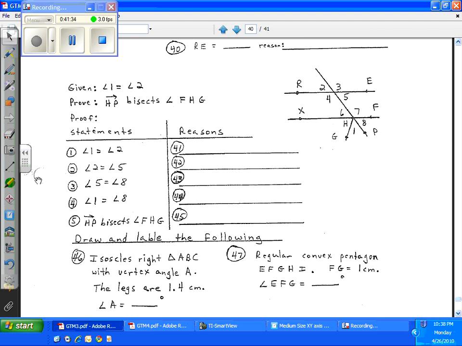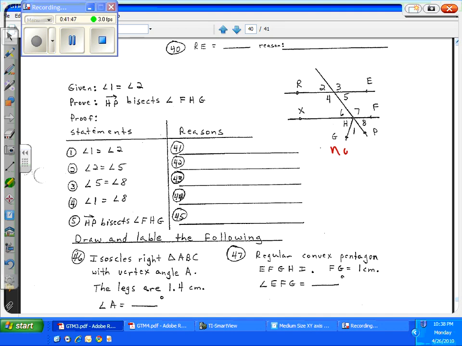Angle 1 and angle 2. Now, given that angle 1 equals angle 2, prove that ray HP bisects angle FHG. Now, remember, when we do only reasons, we're going to create a note section. We're going to take what we're given, mark it in the diagram, write statements and reasons derived from the markings in the note section. When we go to give reasons, we're going to look first in the given, second in the diagram, which includes the note section, and third in the statements above.